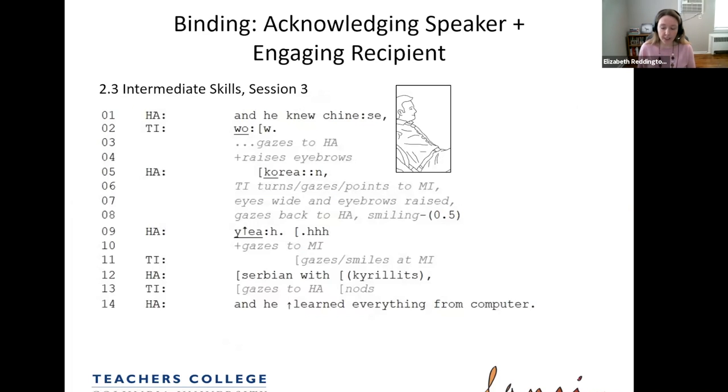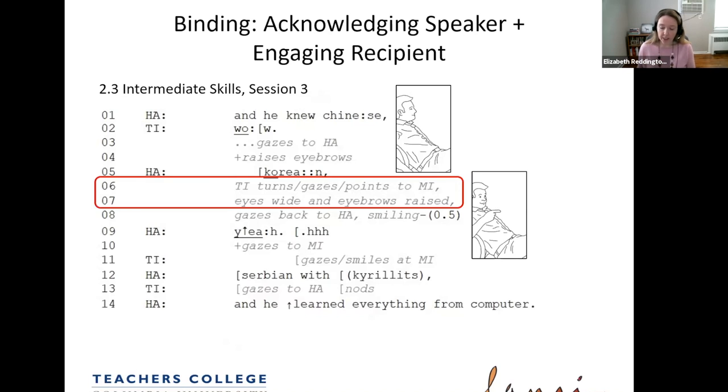Hannah adds Korean to the list of languages that she's building. And at this point, the teacher, who had been gazing toward and responding to Hannah, now directs his attention to the Korean student in the group, Mina. So he turns and gazes toward her with his eyes open wide, eyebrows raised, and he also points toward her. This embodied conduct marks a connection between a detail of Hannah's telling and an aspect of Mina's identity.